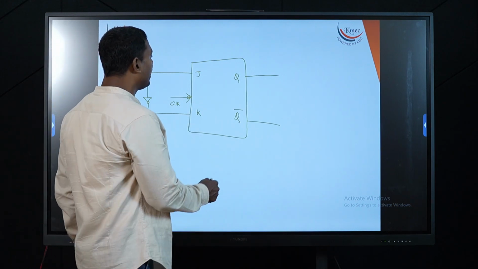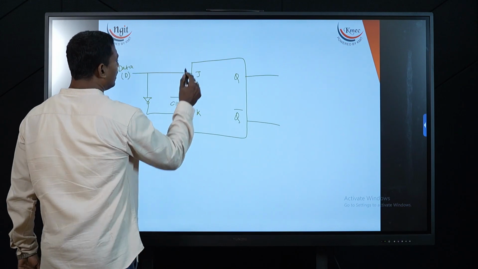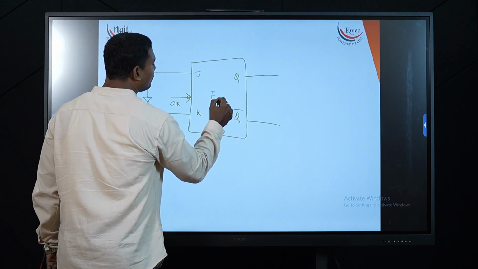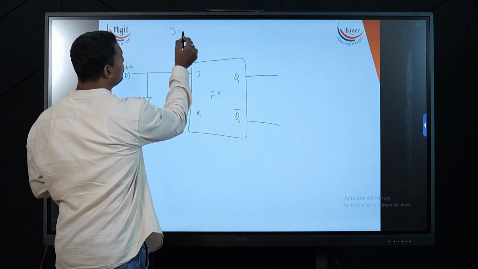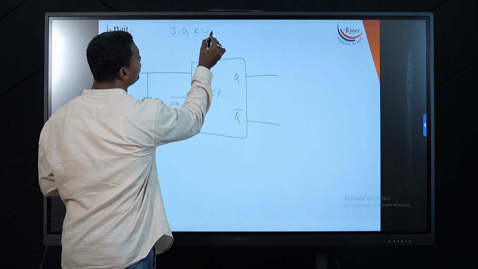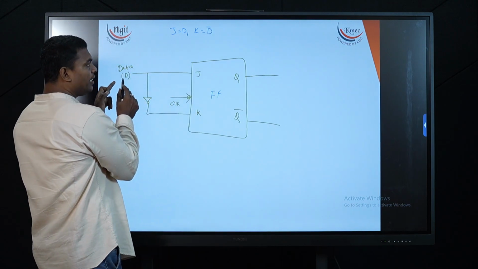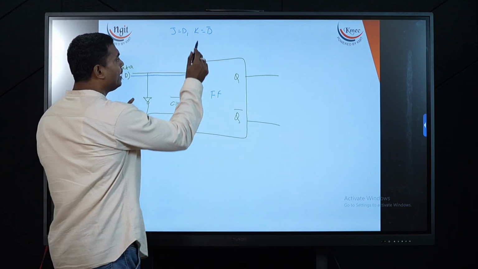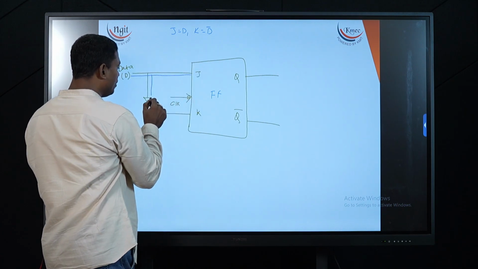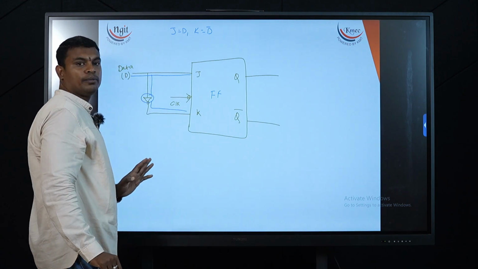Now this is the block diagram where you can see this is a JK flip-flop, and I got my expressions as J is equal to D and K is equal to D bar, right? Two things I got. J is equal to D means I have connected my D value as it is, right? And K is equal to D bar, so I have connected it through an inverter to K.